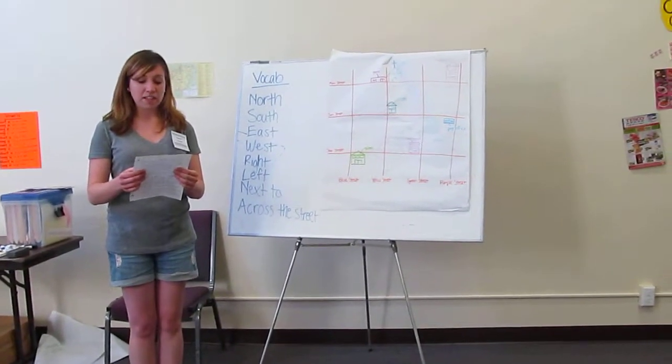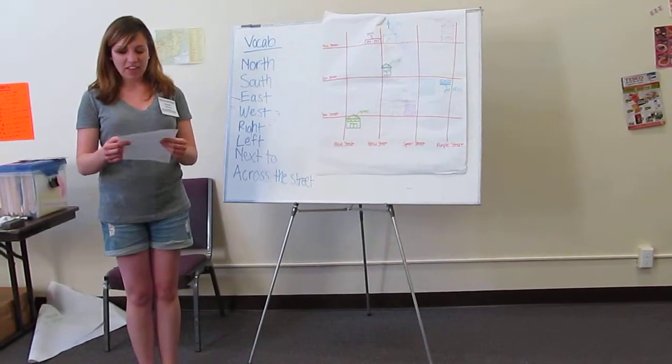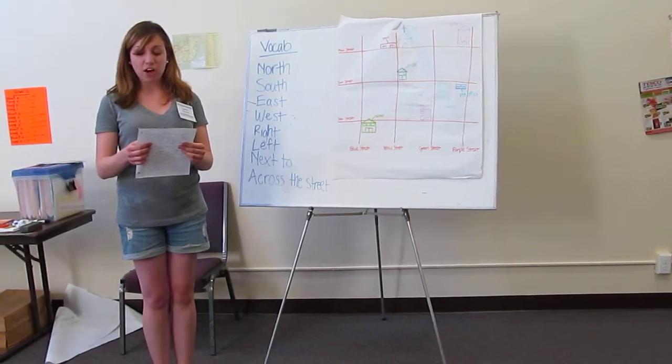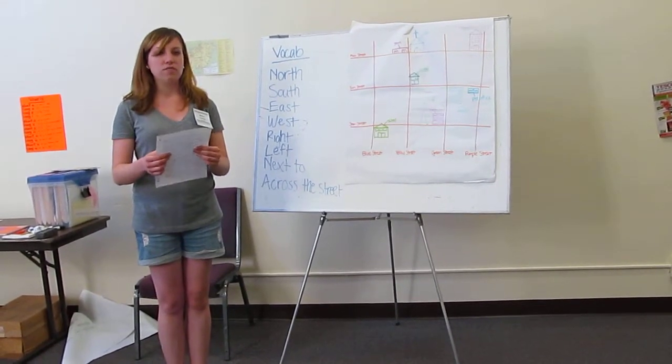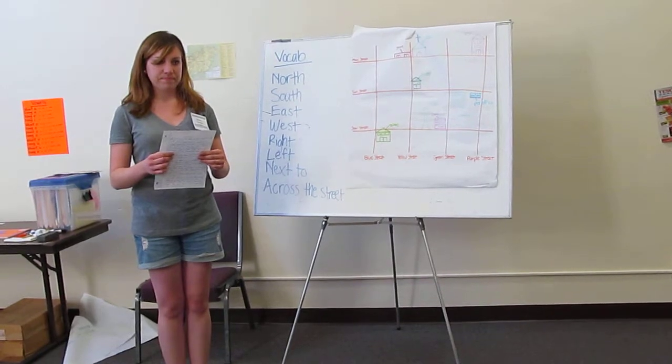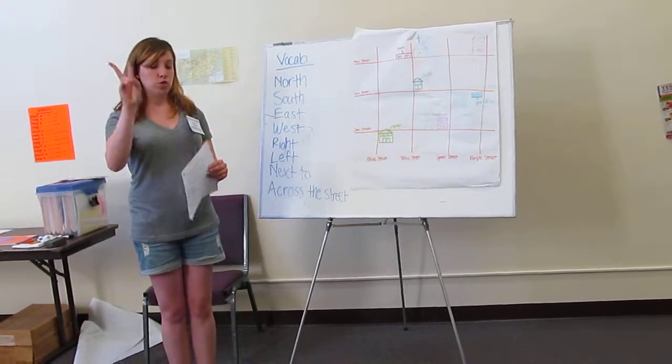Joseph was at the school. He went east on Star Street. Then he turned left on Green Street. He stopped at the corner of Sun Street. I'll read it 2 more times, okay?